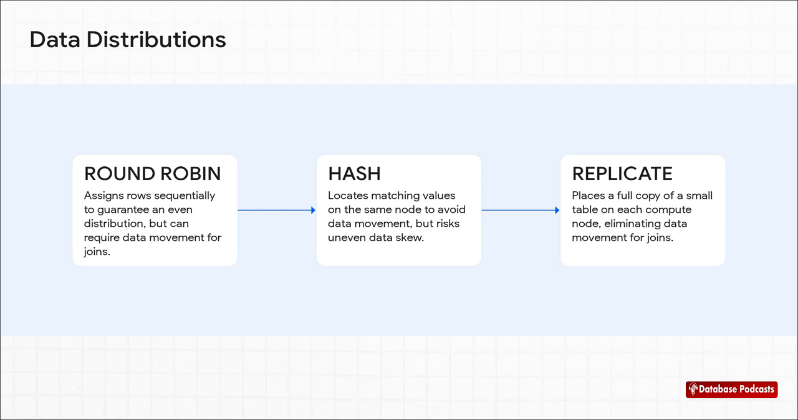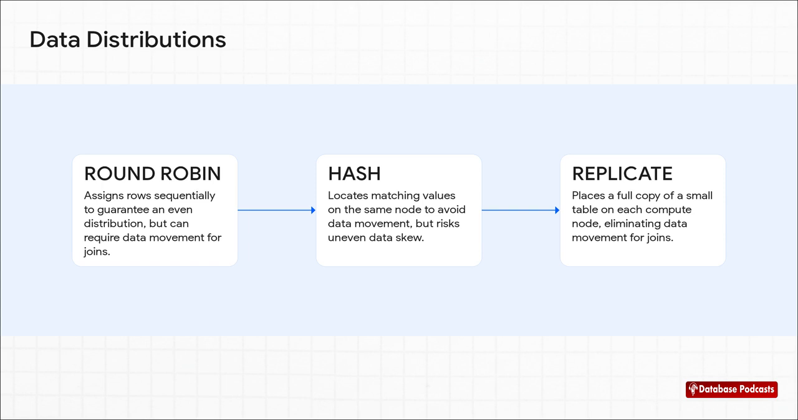Now, you get to decide how your data gets sliced up across those 60 nodes. You've got 3 main plays. First is round robin. It's simple, just deals the data out like a deck of cards to keep things even, but it can be slow when you need to join tables. Then there's hash distribution. This one's smarter. It tries to keep related data on the same node, which makes joins way faster.